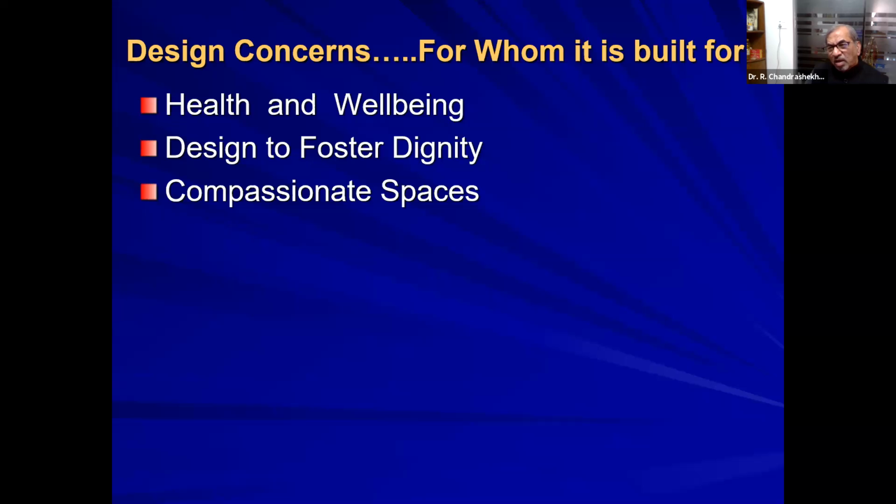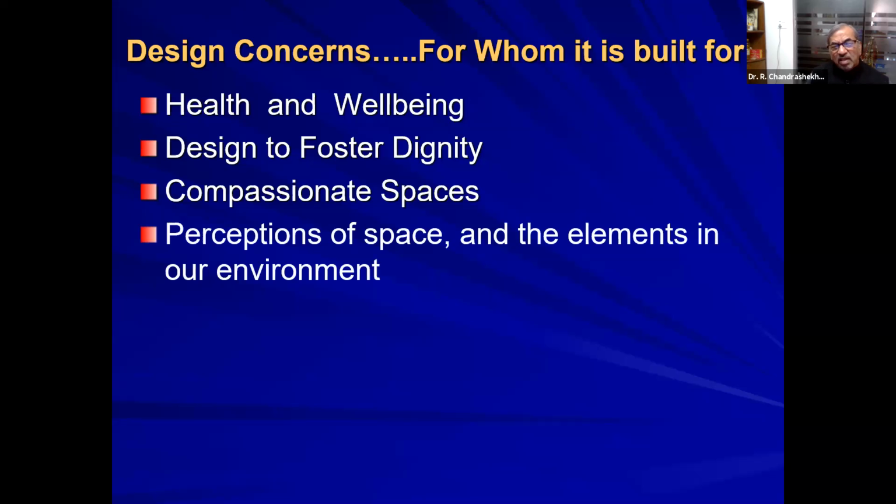Remember when Corbusier designed Chandigarh, initially there was huge criticism because there was a drastic change. The ladies in the kitchen used to sit, squat and prepare the food, and they were suddenly given a platform, a kitchen platform. That was a shocking thing for them. But it takes time. So therefore, designing compassionate spaces is key to your design.